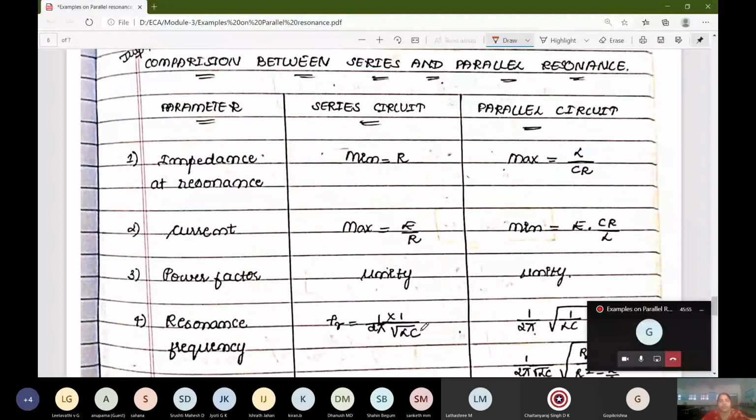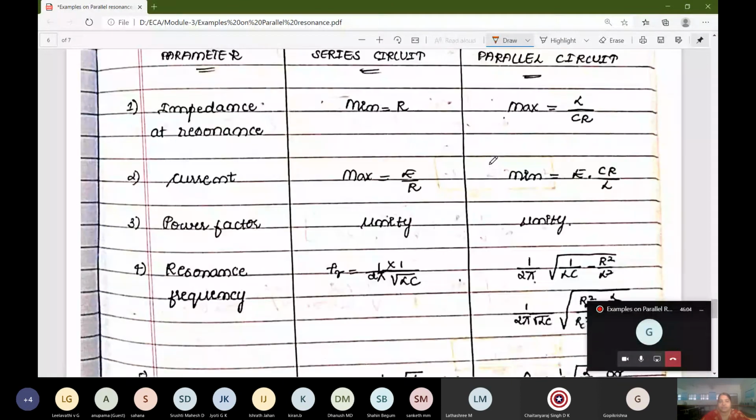Next, this is one important table. Most frequently they ask this comparison between series and parallel resonance. Okay, how do we compare series and parallel resonance? So in series and parallel, impedance at resonance: in series circuit it is minimum, that is R, and for parallel it is maximum, it is L by CR. Current is maximum, that is E by R, and for parallel it is minimum, that is E into CR by L.